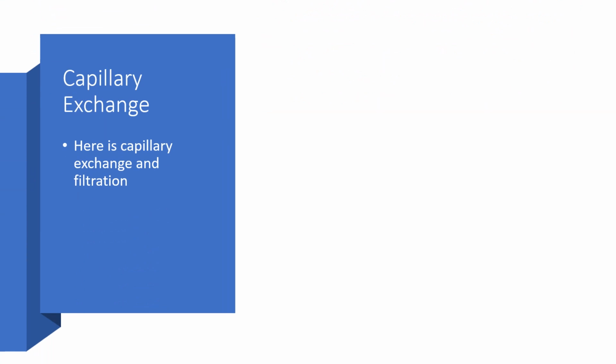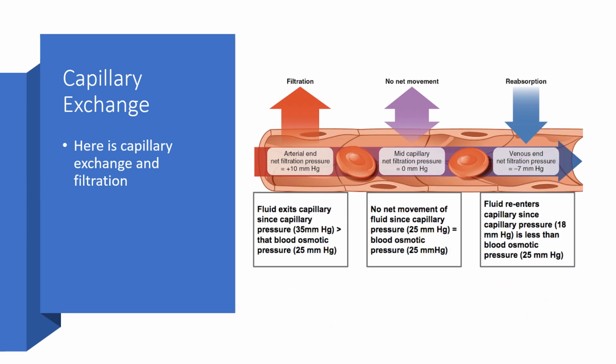Let's talk about capillary exchange and filtration. On the arterial side of the capillary, there is an exit of fluid since capillary pressure exceeds blood osmotic pressure. During the mid-capillary area, there is no net movement of fluid since capillary pressure and blood osmotic pressure are equal. On the venous side, you actually have re-entry of fluid because capillary pressure is less than blood osmotic pressure.